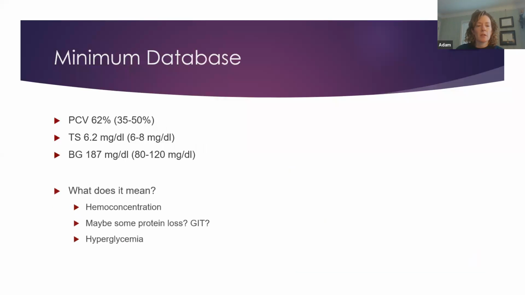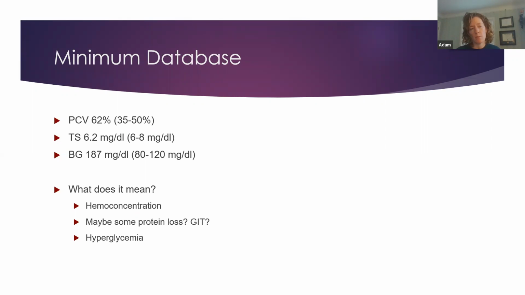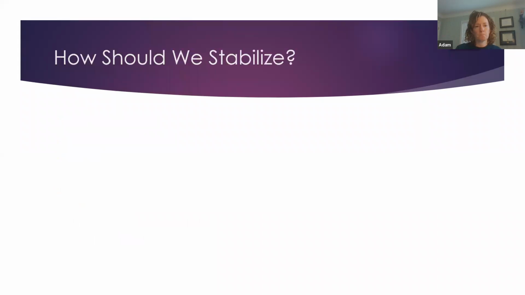In terms of what we're going to think about there, her PCV is high, right? So that suggests that she has some hemoconcentration. But her solids are in the normal range. So maybe we're also having some protein loss. Maybe there's some GI disease there. Maybe this is a situation where she does have a hemoabdomen and she's having splenic contraction. And so her PCV is going up, but the solids are going to be a little bit lower than they should. And she's hyperglycemic, which at this point I would attribute to stress, but certainly it's something that we want to monitor as we resuscitate her.